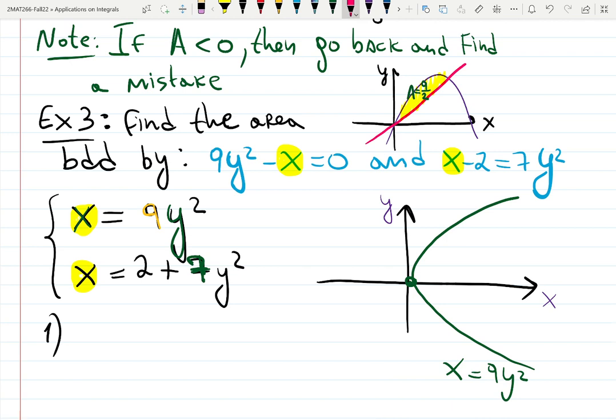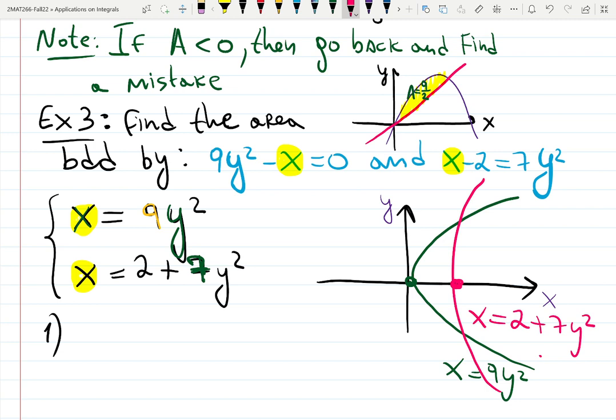Everything is bigger by 2, and also times 7 makes it a bit thinner, or stretched. That's a stretch. So it looks something like so. It's also a parabola. It's x equals 2 plus 7y squared.